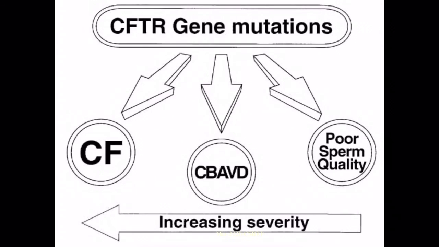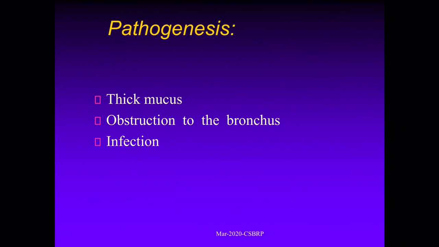This slide shows the cystic fibrosis gene mutations with varying degrees of clinical manifestations. Some of the gene mutations may be associated with just poor sperm quality, and some with the absence of or obstruction to the vas deferens, or in the severe form, the person may suffer from full-blown cystic fibrosis.